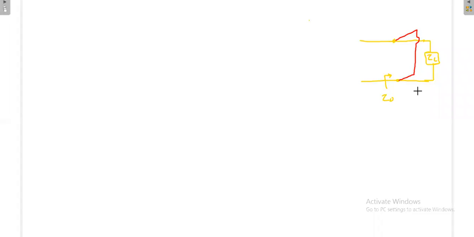So finally, what is important? What is the length of the stub, and what is the position of the stub? The distance from the load to this point will give you the position of the stub, and this will give you the length of the stub. Again your source Vs will be here, and the line will have some characteristic impedance Z0. Finally, we have derived the formula for the location of the stub.